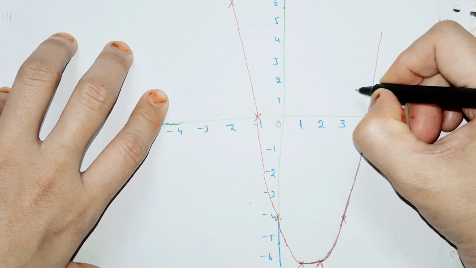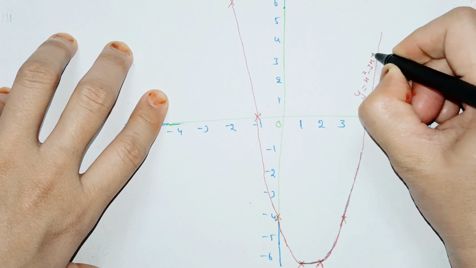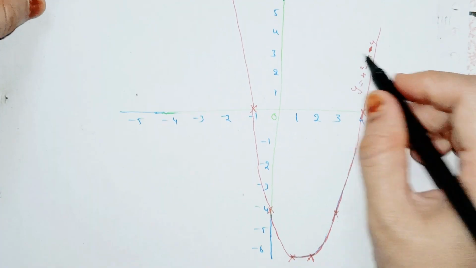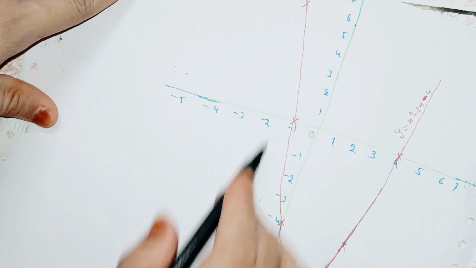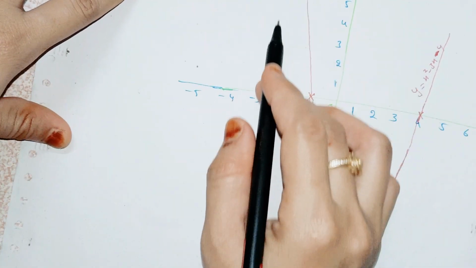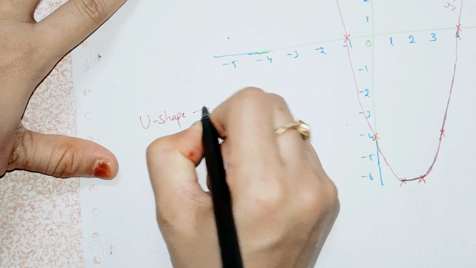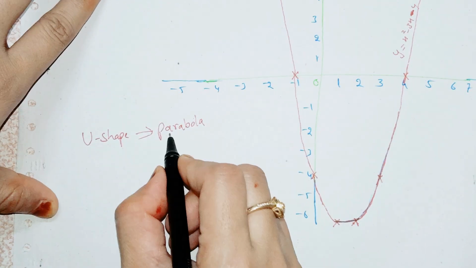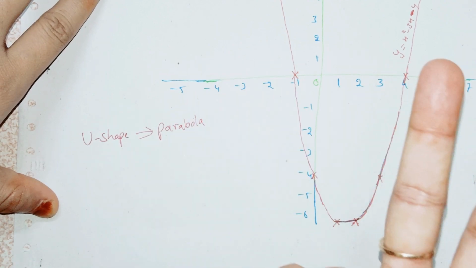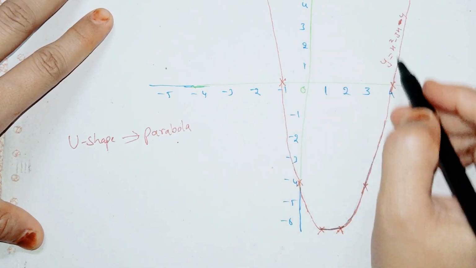So our polynomial is y equal to x square minus 3x minus 4. The graph for this polynomial is this. So this is our graph, guys. The shape of this graph is U. U shape we got. So we call this U shape a parabola. So this parabola will be of 2 types. You may get a graph like this, or sometimes you may get a graph like this.